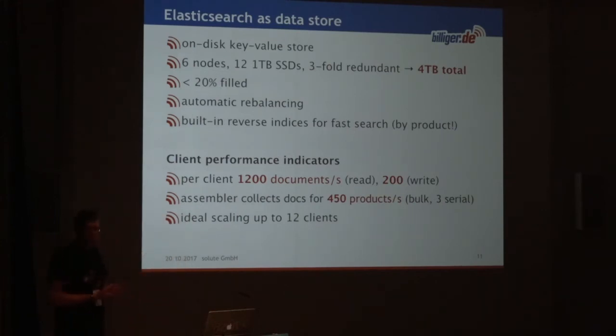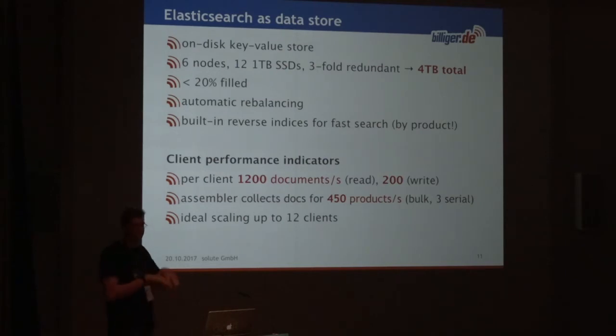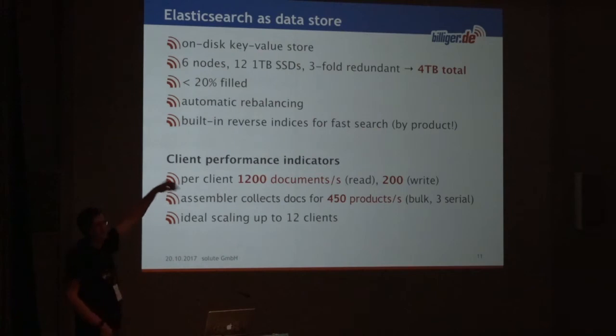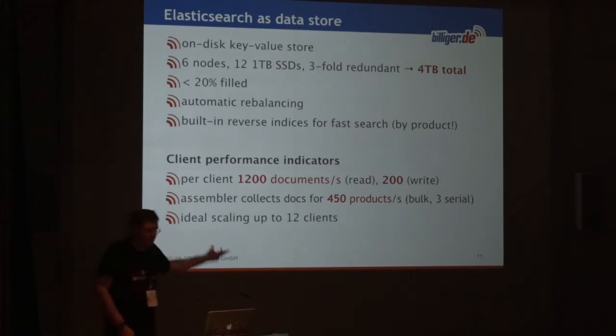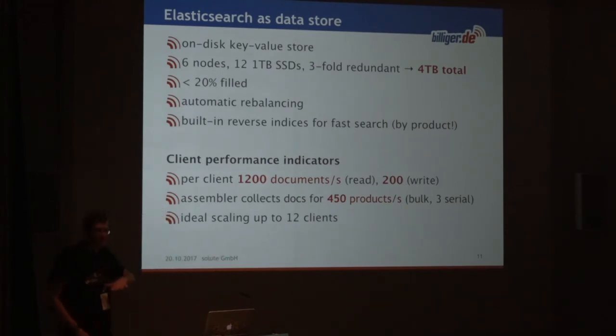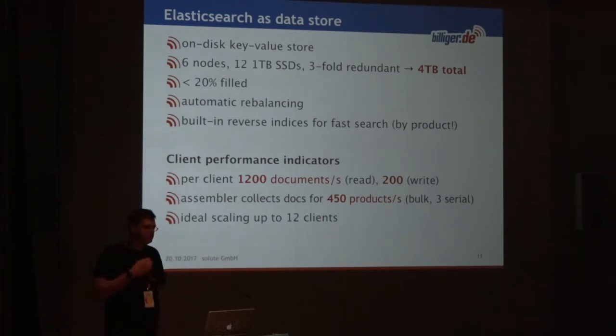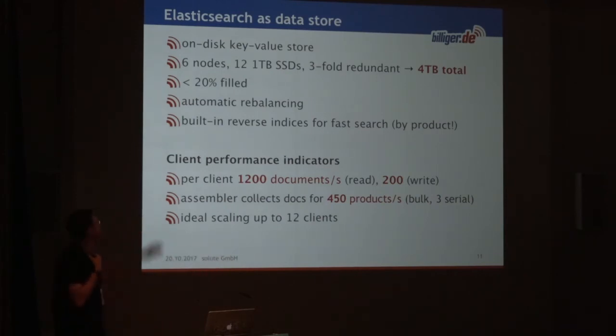Actually, we introduced Elasticsearch before simply for the reason that we needed to search our data, which you really can't do with the Redis. So we put an Elasticsearch on top of the Redis. It currently has 4 terabytes of storage available, which is less than 20% filled right now, because you can calculate it back from the numbers before. It would automatically rebalance if we would need to add more space to that. And it actually does all this searching for us, which essentially means also the reverse lookup for products.